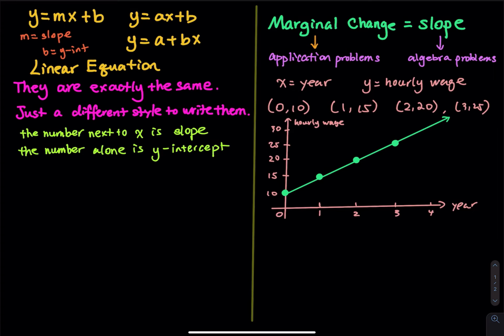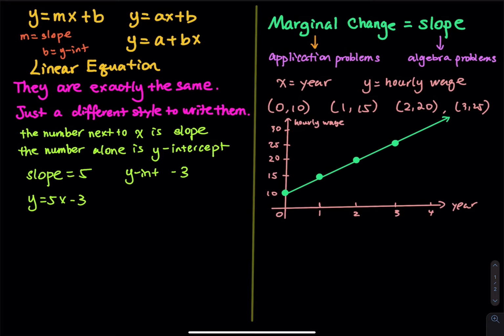The number right next to x is the slope. The number itself, the number alone, is the y-intercept. So let me give you an example. Let's say I want the slope to be 5 and the y-intercept to be -3. Using y = mx + b, I can do y = 5x - 3.